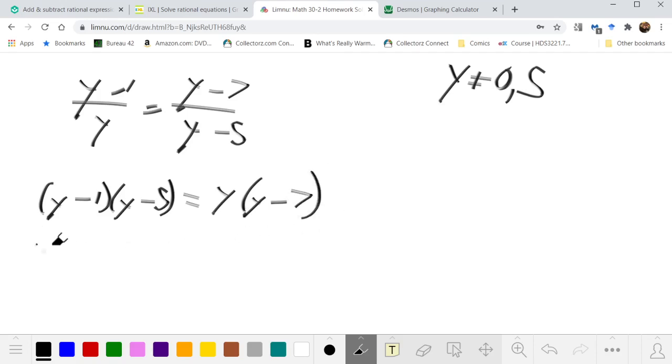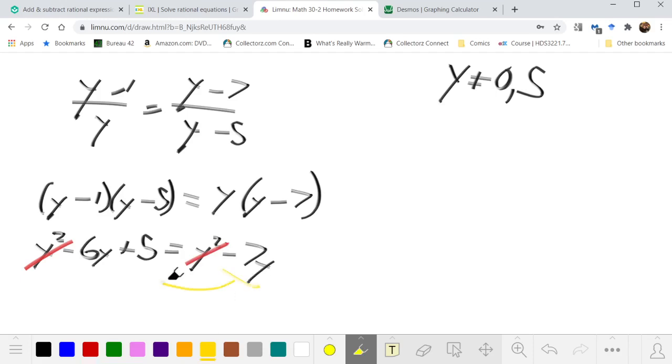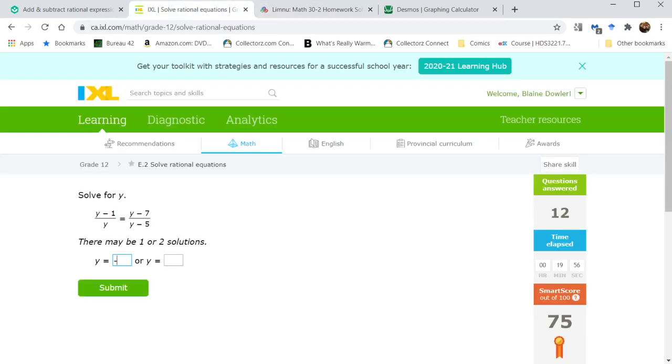So now we multiply these terms out. We get y squared minus 6y plus 5 is y squared minus 7y. Our y squared terms cancel. I'm going to move our 7y to the left and our 5 to the right, which leaves us with y, because we have a positive 7 and a negative 6, is negative 5. Positive 5 is forbidden. Negative 5 is perfectly allowed. And I wrote 7 when I meant to write y. So we have a negative 5.